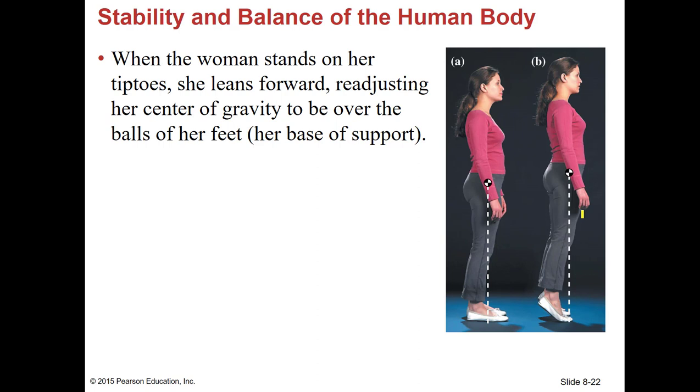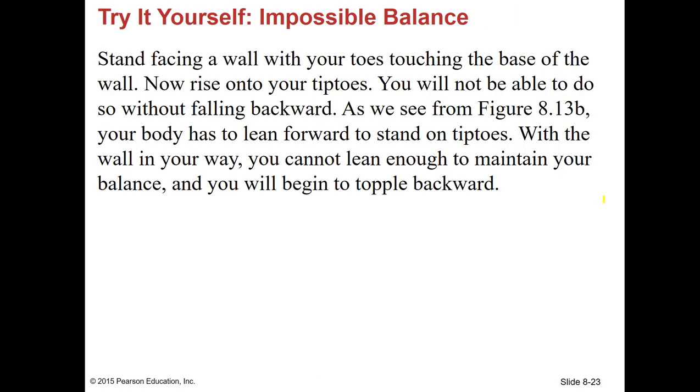So when the woman stands on her toes, she leans forward, readjusting her center of gravity to be over the balls of her feet. If you stand on your toes, you've got to somehow adjust your center of gravity to be able to actually do this. As you can see, here's where her center of gravity is in part A, right over the point of support. Stand on your toes, and you've got to readjust your center of gravity, so her arms have shifted forward slightly. If not, you wouldn't be able to do that.